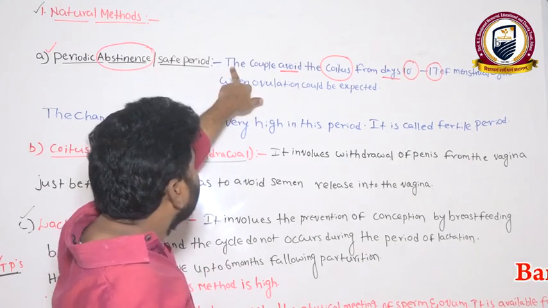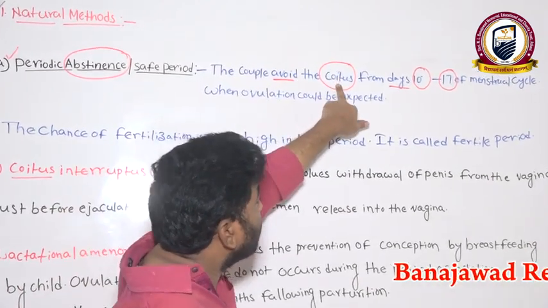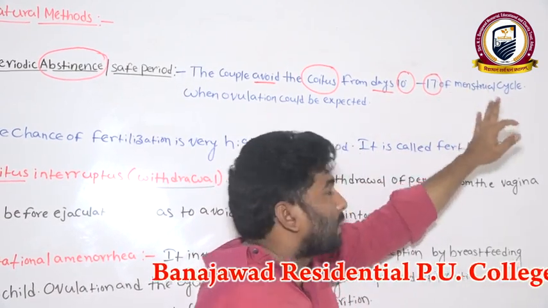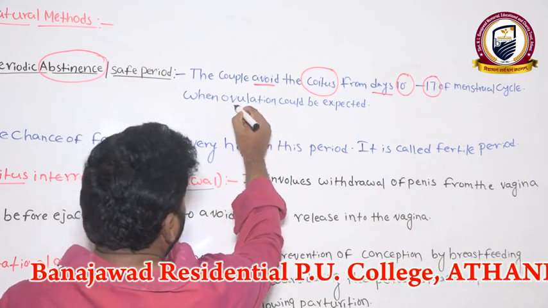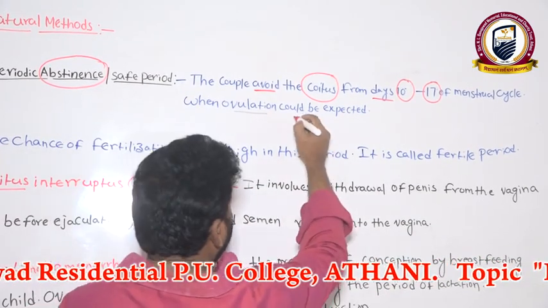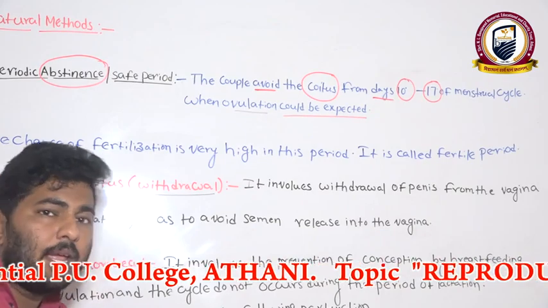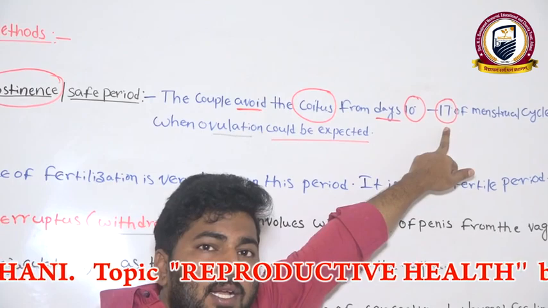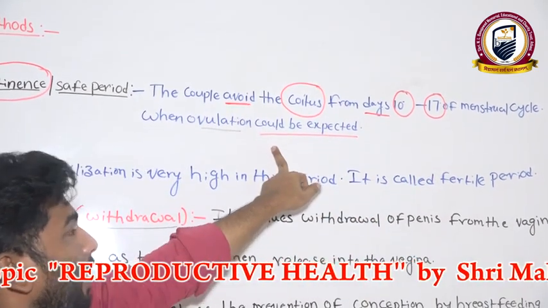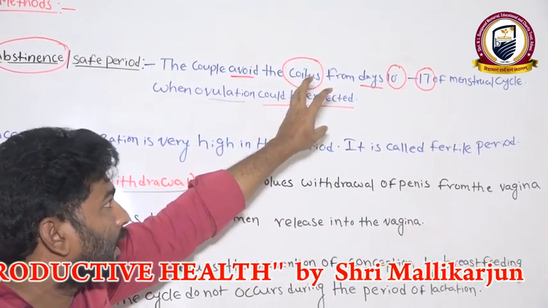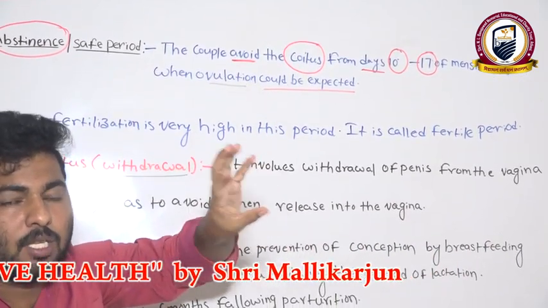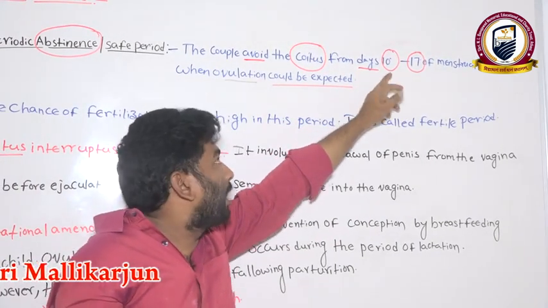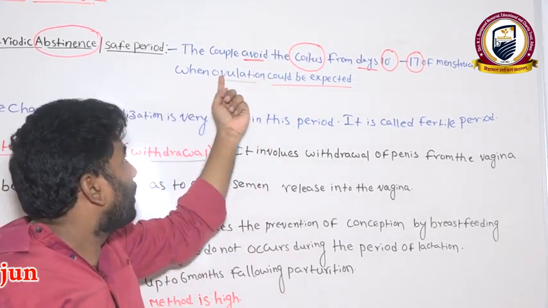So we need to avoid pregnancy in this period particularly. Here the couple avoid coitus from the 10th to the 17th day of the menstrual cycle, when ovulation could be expected. Why are we avoiding sexual contact in this period only? Because ovulation will compulsorily take place in this period, so we have to avoid sexual contact. That period is the ovulation period.